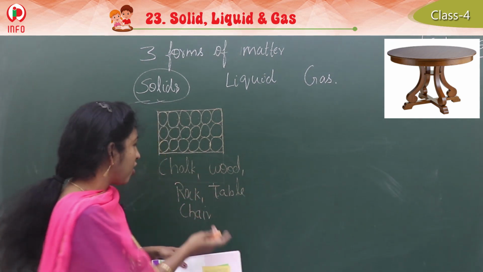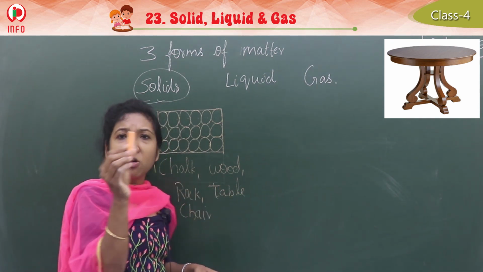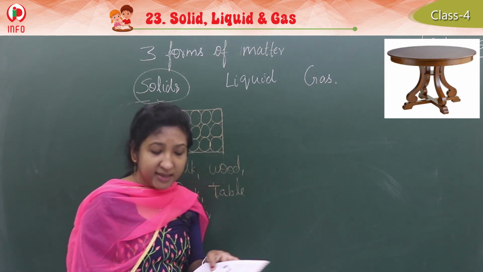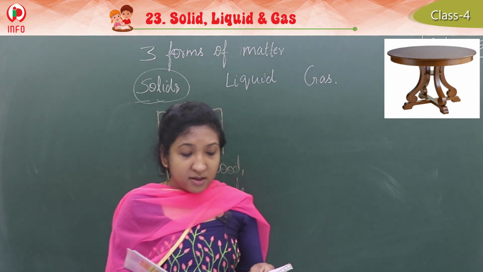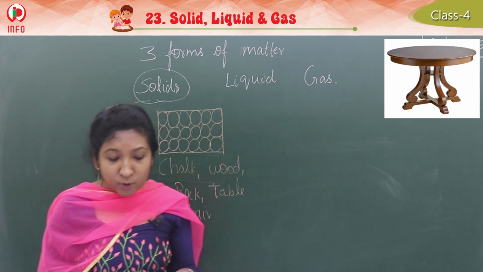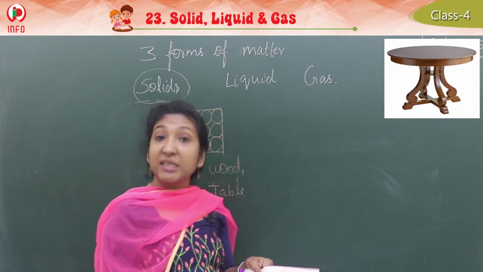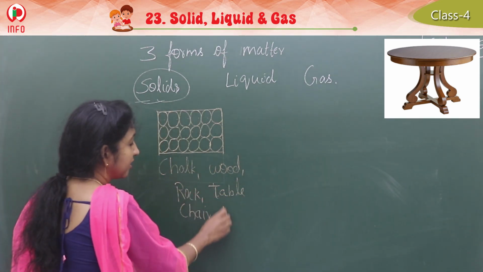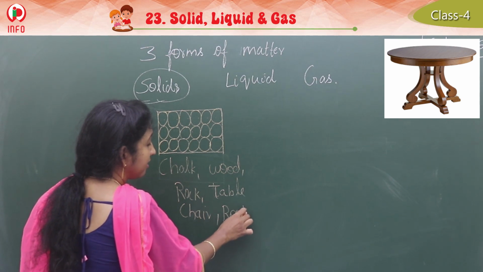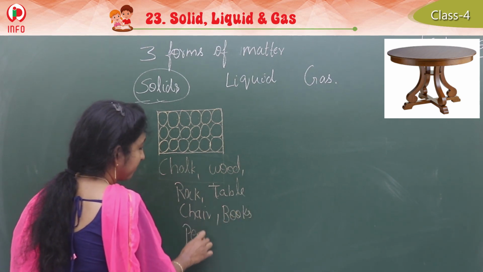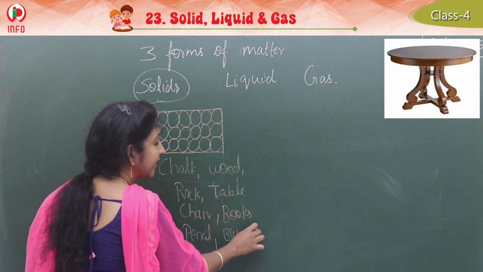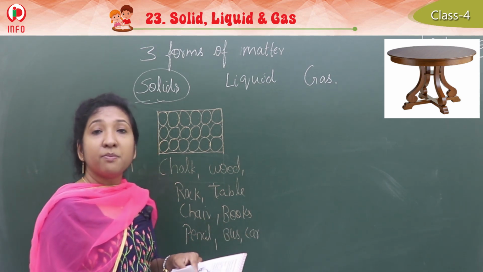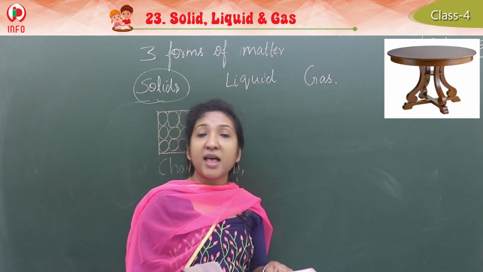Yes, wood, rock, chair, table. They are all hard. We say they are not that soft, isn't it? Some examples of solids are books, pencil, bus, car. These all are solid items, which means they are made up of solid.